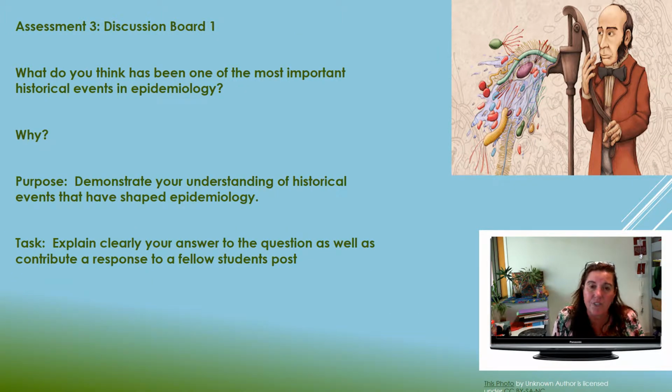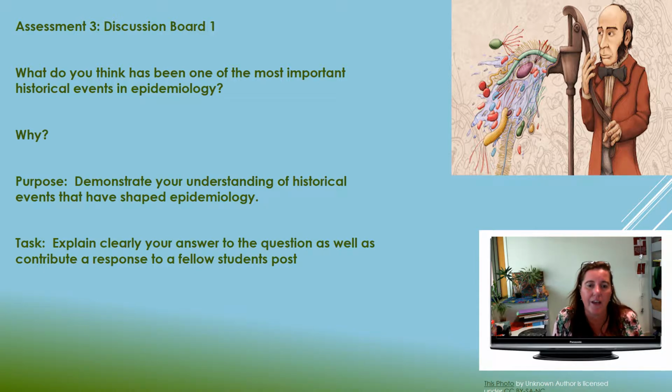Discussion board 1, which is due in week 2, is asking you to outline a response to what you think has been one of the most important historical events in epidemiology. And that handsome man that I've popped an image of at the side there is Mr. John Snow. You'll be finding out a little bit more about him and what he's contributed in the historical events in epidemiology as well. So that might be something that you'd write a response to as well.